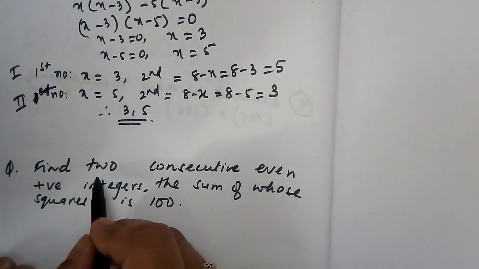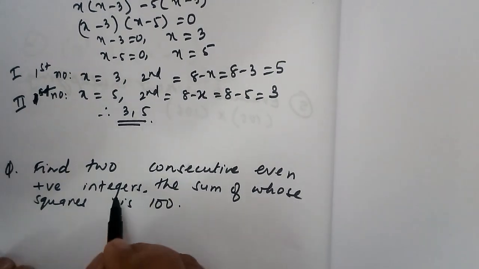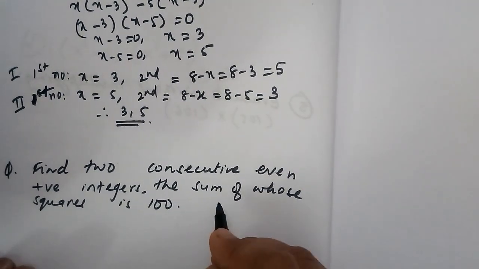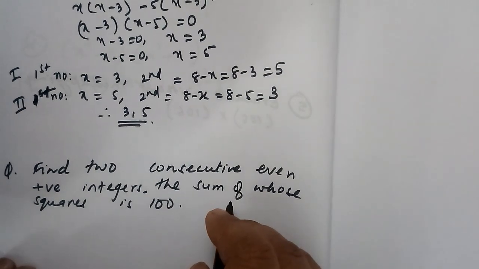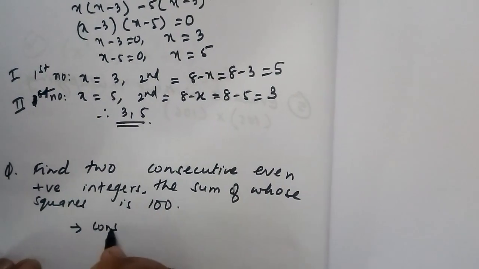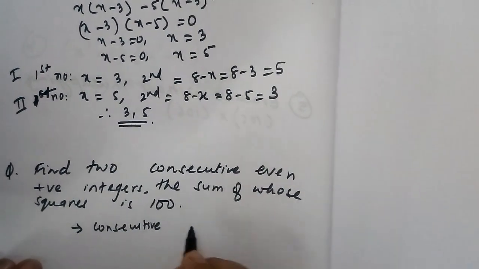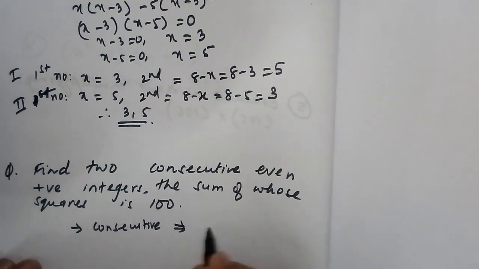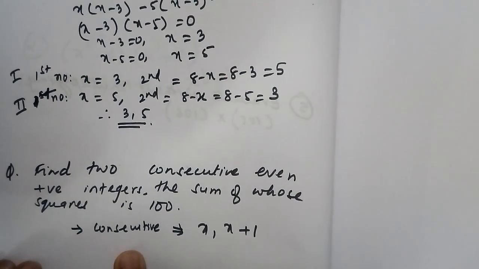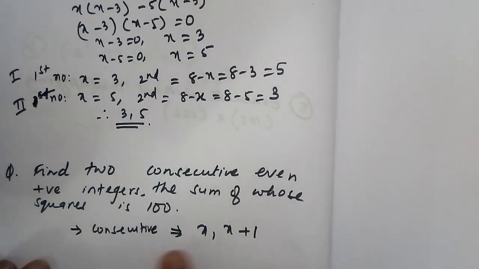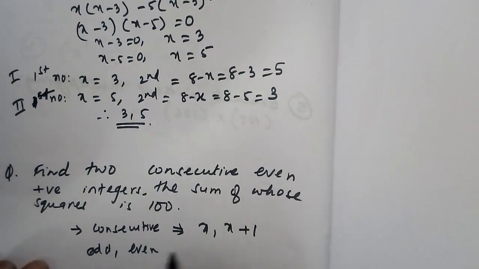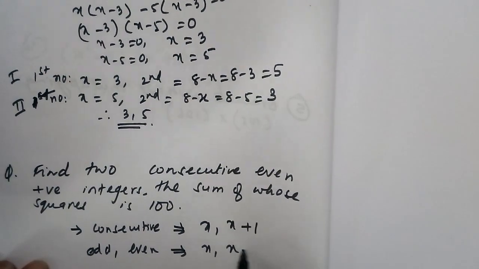Coming down to the next question over here now. The next question says that find two consecutive even positive integers, the sum of whose squares is 100. Now before I come down to this particular question, when I talk about consecutive numbers, it means the numbers coming one after the other. If I just say consecutive without adding even or odd, the numbers will be x and x plus 1. But when I speak about odd or I speak about even, the numbers become x and x plus 2.